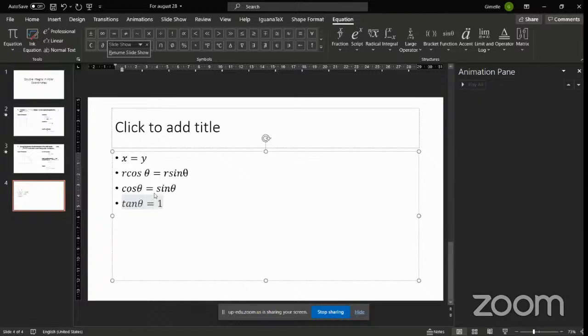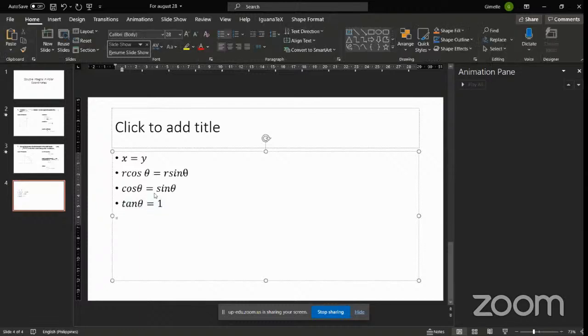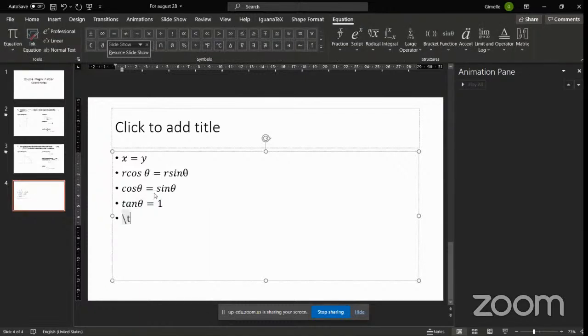equals 1. Now, yung tangent theta equals 1, kailan ba nagiging equal sa 1 yung tangent theta? Di ba? Pag ang ating theta is pi over 4 kung nasa first quadrant tayo. Kaya, yung theta natin, in this case, is equal to pi over 4. Yun po.